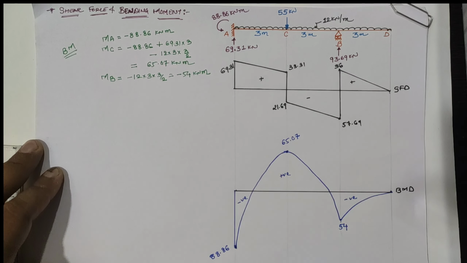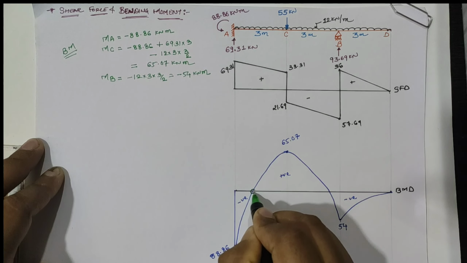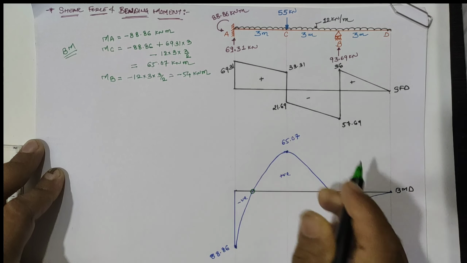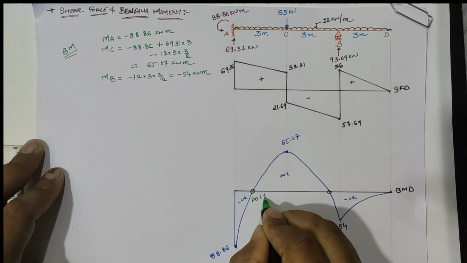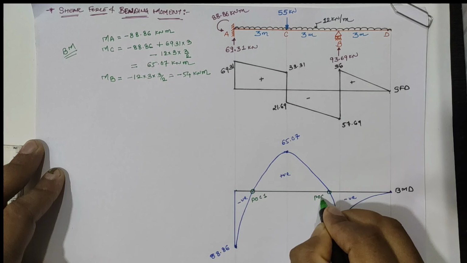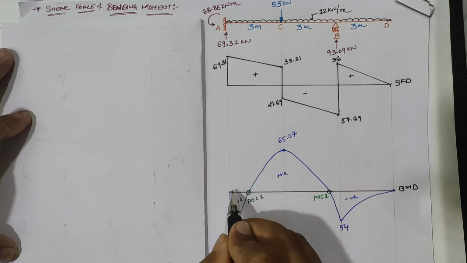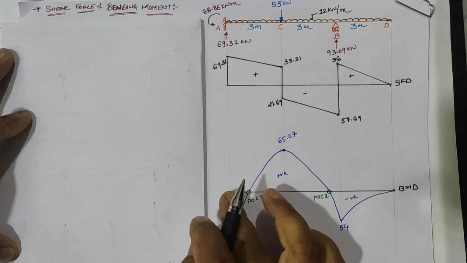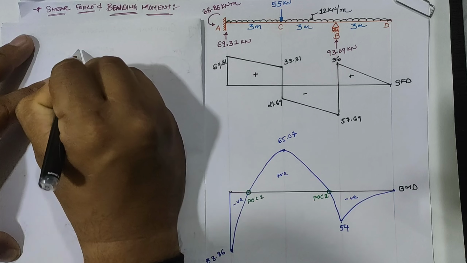Now observing the figure, there will be one point of contraflexure between A to C and a second point of contraflexure between C to B. So we will have 2 points of contraflexure, POC1 and POC2. So let us calculate the distance from location A of POC1 between A to C. If we take a section between A to C, then it is as shown.